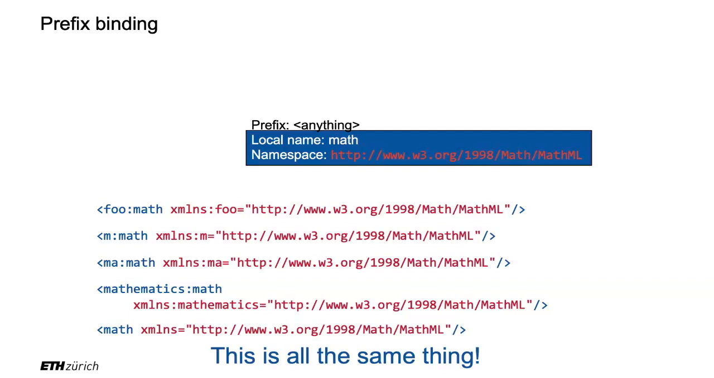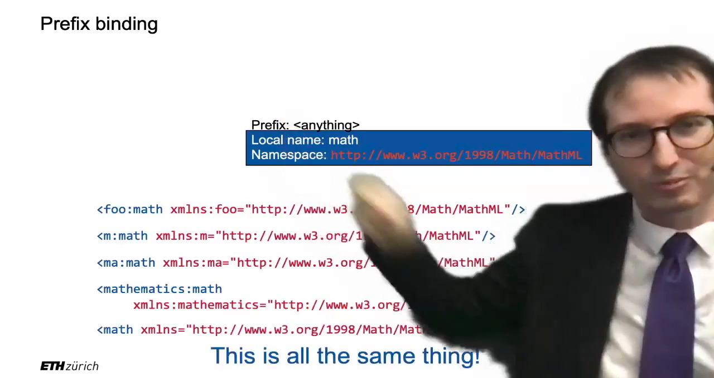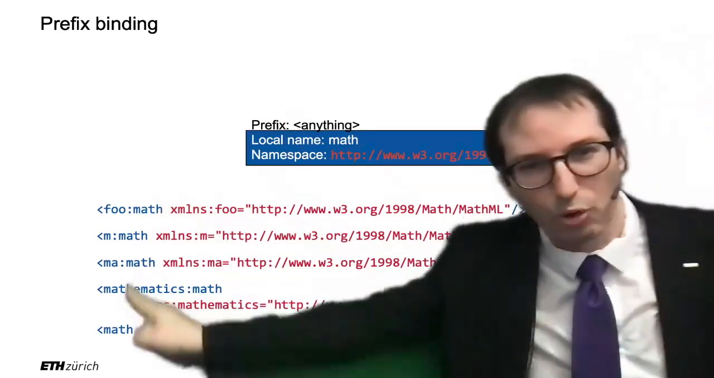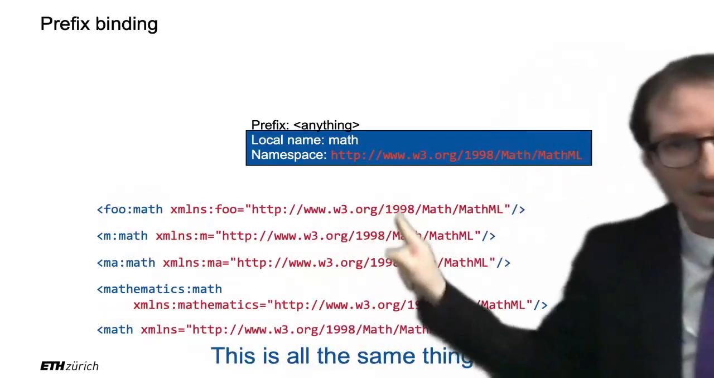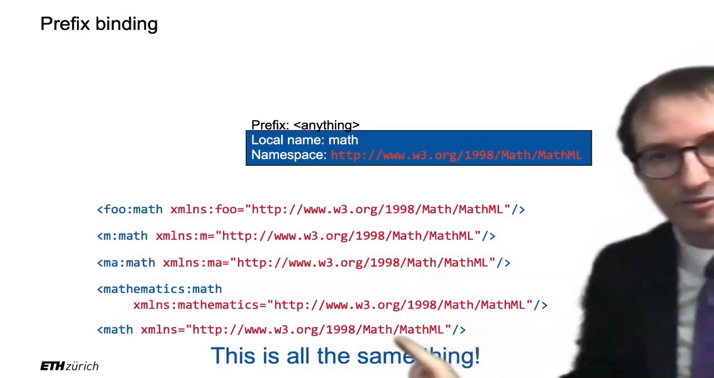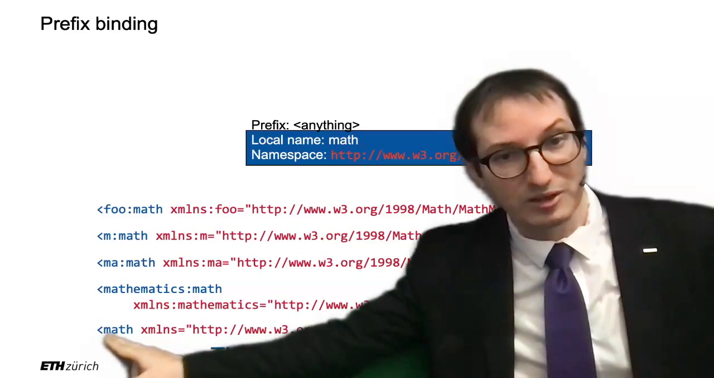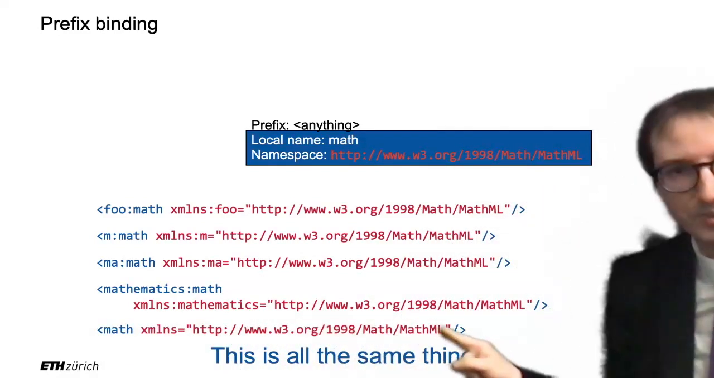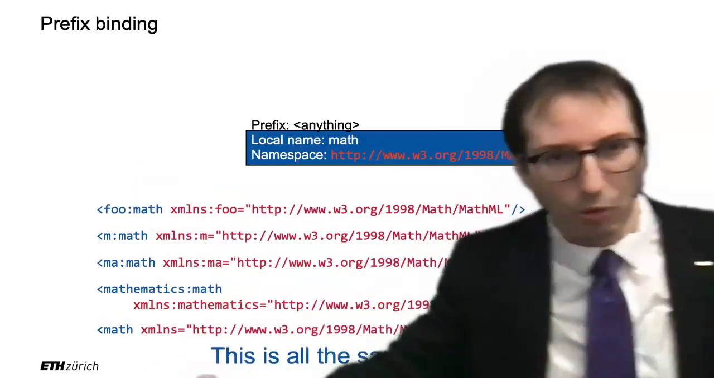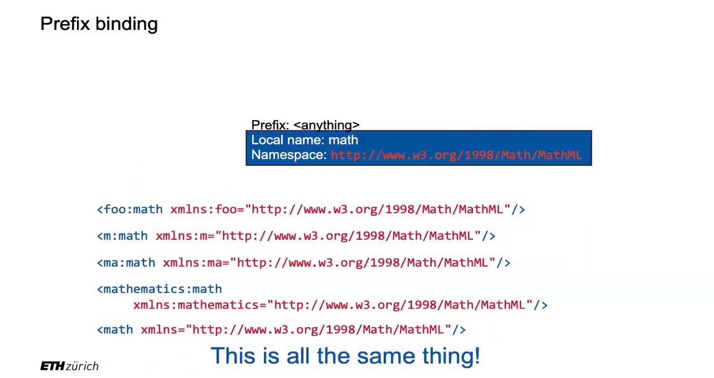So here too, you can actually bind it to whatever you want, and the prefix is not relevant. It means that all of these are exactly the same. Only the prefix changes, but it's the same namespace. And even that one is the same. This is where it's the default namespace, so you don't have any prefix here. But again, it's the default namespace because of that, right? These are all the one and same thing, no difference.